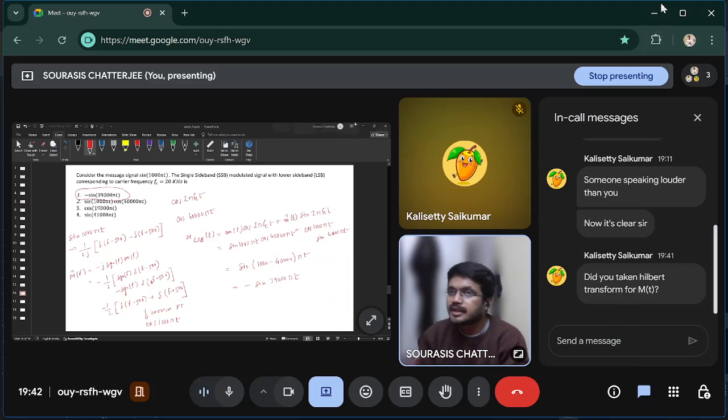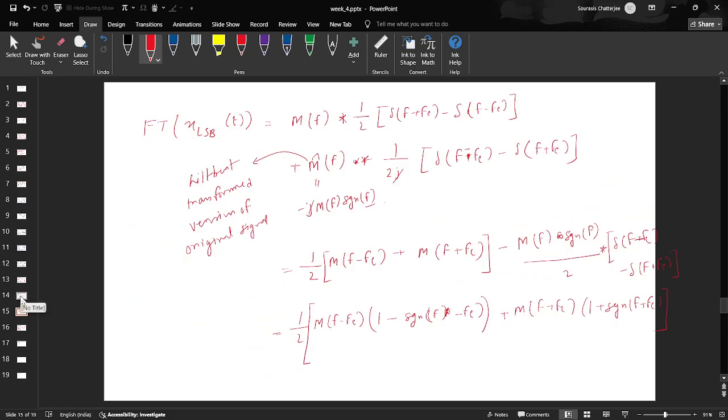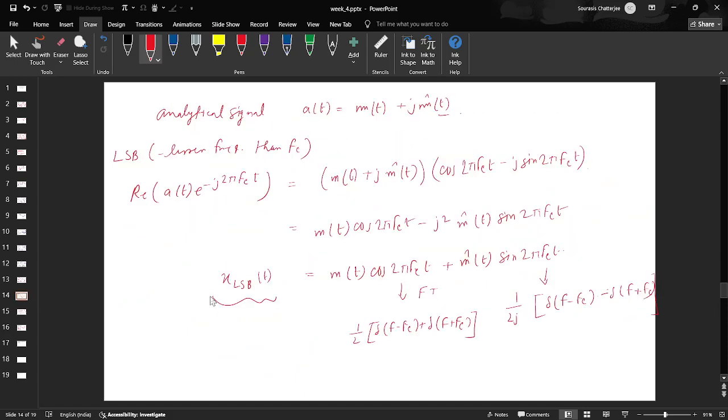Yes, I have taken the Hilbert transform for m(t), because for the lower sideband spectrum we have already seen that the expression is given as m(t)cos(2πfct) plus m hat(t) sin(2πfct), where m hat is the Hilbert transform version of your original message signal that we have already established. You can see from here this expression.